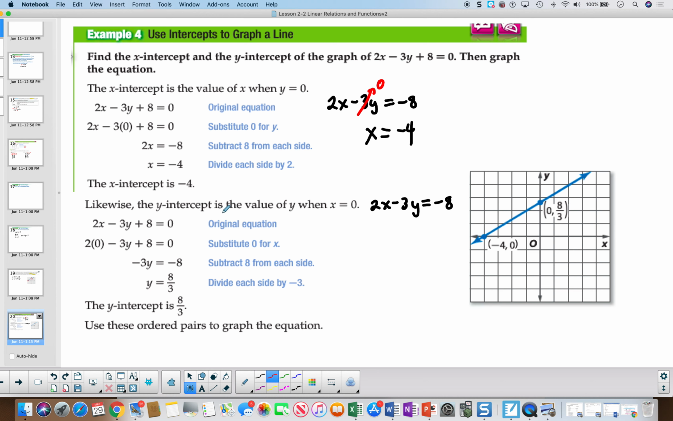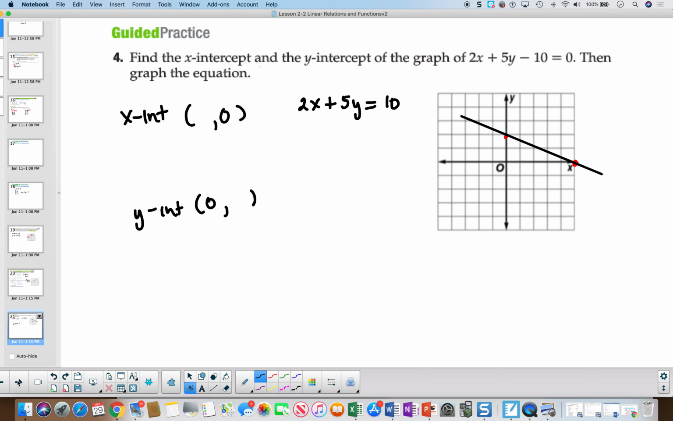To find the y-intercept, we set x equal to 0. So this goes to 0, and then a lot of us just do this in our head, and we just divide both sides by negative 3, so y is equal to 8/3. So a lot of us do this in our head without showing every single step. Once we graph these 2 points, negative 4, 0, and 0, 8/3, we can draw a line through them, and that will be the graph of our linear equation.